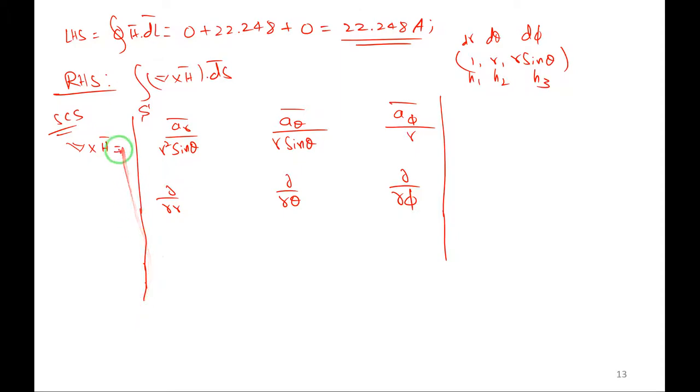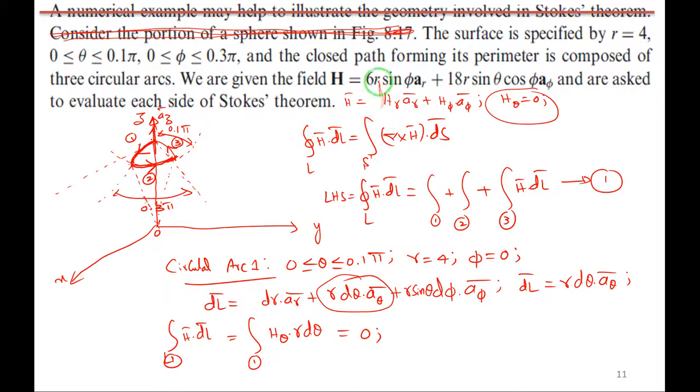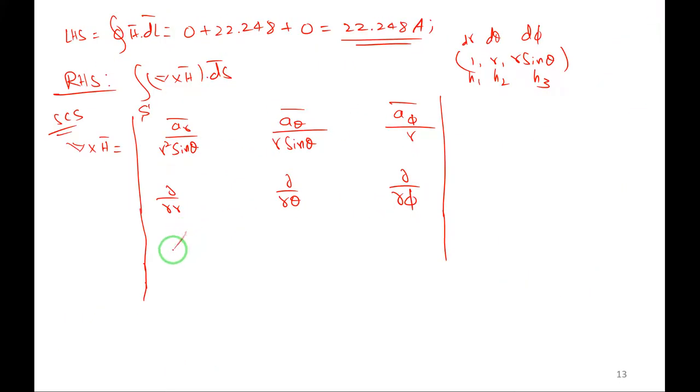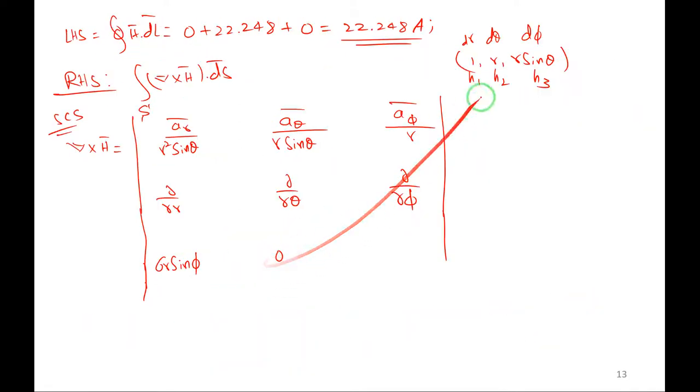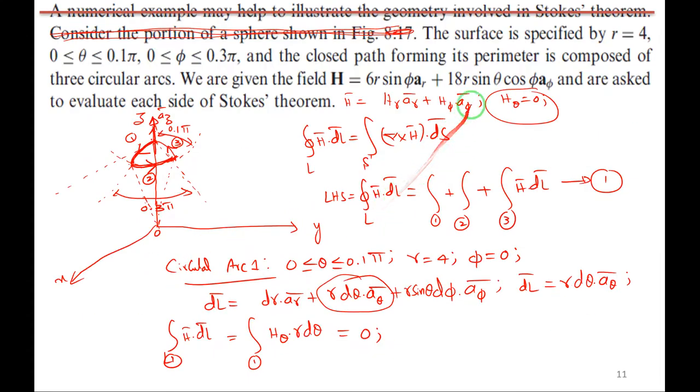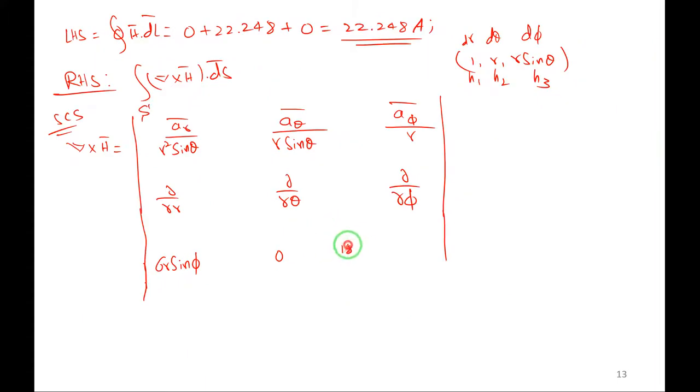Next the h vector. So hr, what is hr? hr is 6r sin phi. The scale factor is 1. Next the second scale factor is r, but h theta is 0, right? If I multiply by r also, it is still 0. Then h phi is 18r sin theta cos phi. You have to multiply by the scale factor.